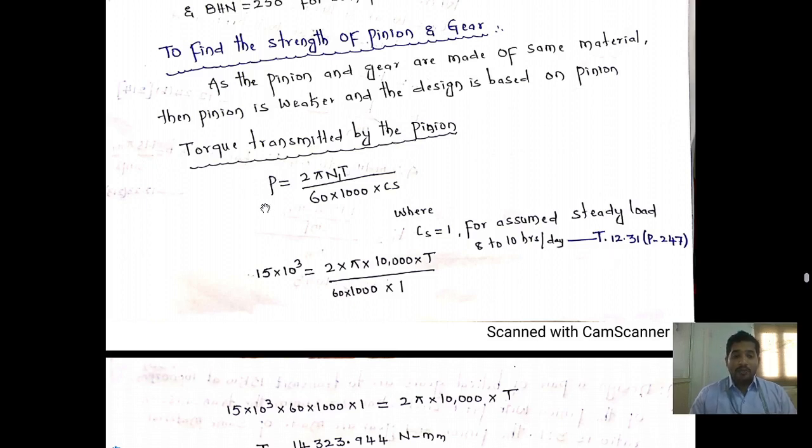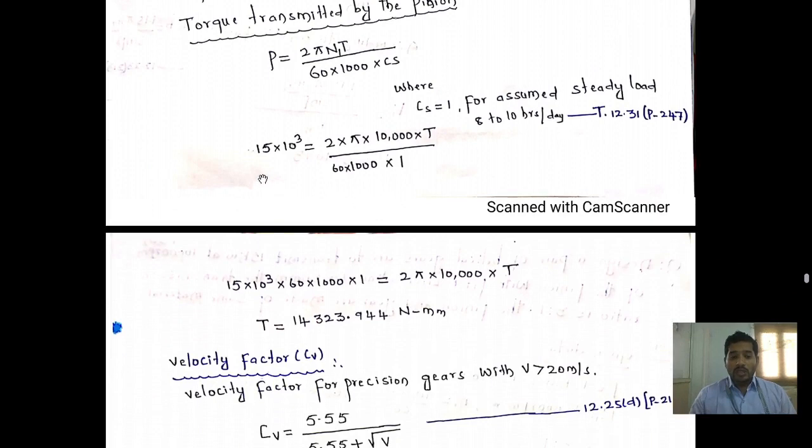After that, the power transmitted by the pinion is given as 15 into 10 power 3 equal to 2 into pi into n1, nothing but the speed of the pinion, which is 10,000, into the torque by 60 into 1000 into CS, whose value should be equal to 1. After that, if you cross multiply, this should be 15 into 10 power 3 into 60 into 1000 equal to 2 pi into 10,000 into torque. If you divide this value, then you will get the moment of torque value T equal to how much? 14323.944 Newton mm.